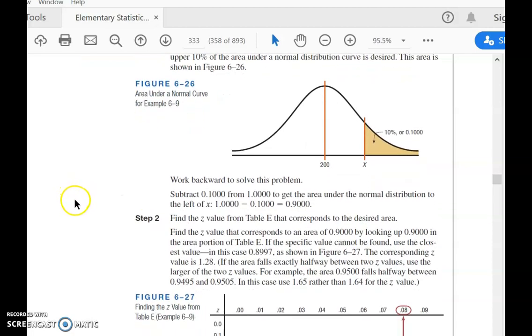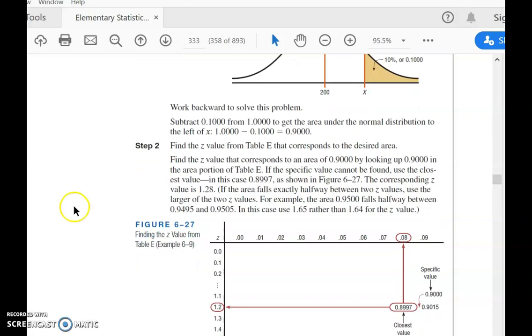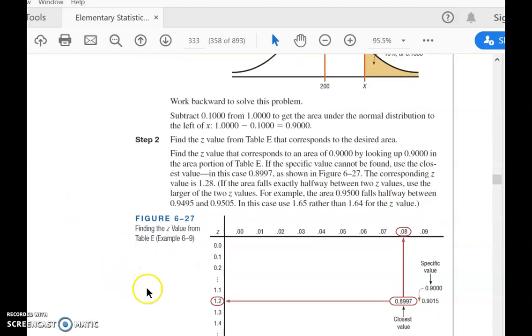What we've got to do is find the value. There's no formula for that. What we do is look in the table. You go in the back of the book, look in the table, and find the value that corresponds. The closest value to 90% to the left turns out to be 1.28. That gives you 90% to the left.